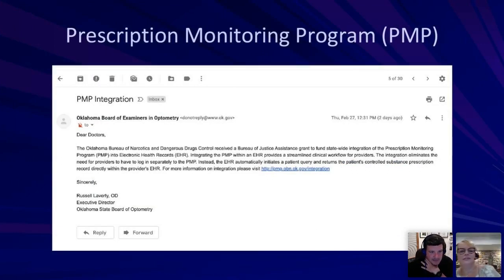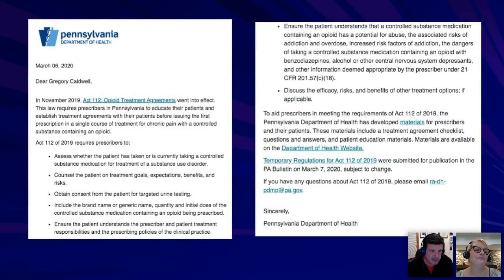I didn't. Yeah, this here is a prescription monitoring program, and I have an Oklahoma license. And you can see here that the Oklahoma Bureau of Narcotics and Dangerous Drugs Control received assistance for the PMP to start integrating it into the electronic health records. So some really cool stuff out there happening with this prescription monitoring program. I do have that Oklahoma license, but also Pennsylvania is constantly, as you can see here, this is from the Pennsylvania Department of Health. Now, this one on this first slide talks about chronic pain and requires the prescribers to assess whether the patient is currently taking any controlled substances and so on and so forth.